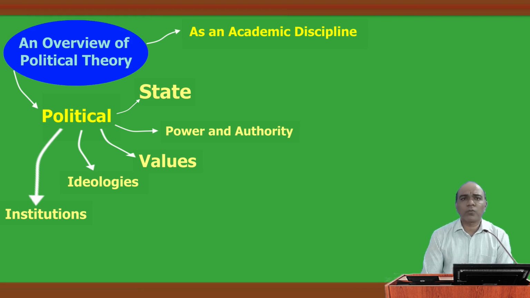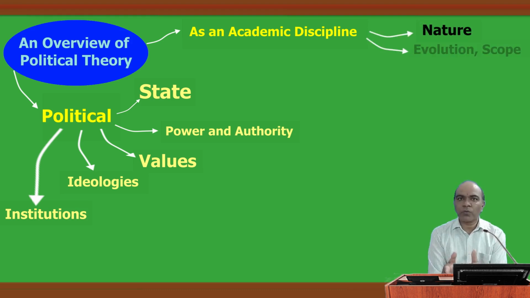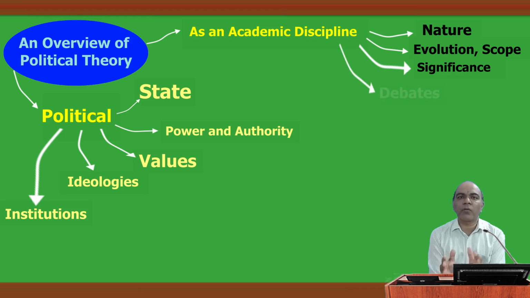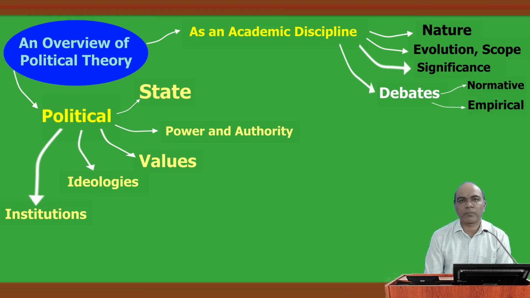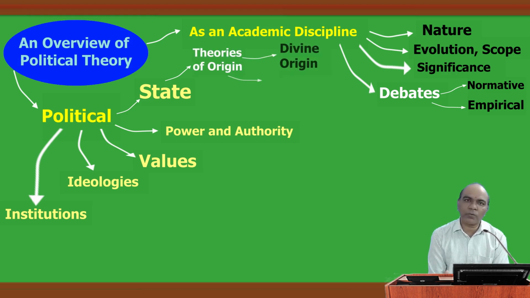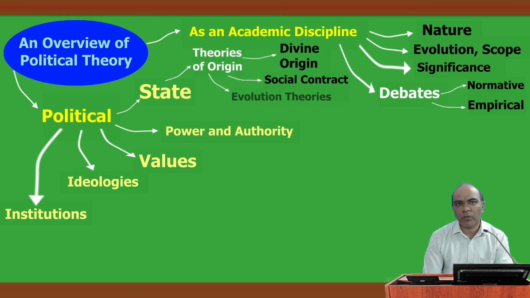Some of the important issues concerning political theory include nature, evolution, scope, and its significance. We will try to highlight the central themes of debates on the idea of political theory from normative and empirical perspective. While trying to ground the meaning of the political, we will take a critical look at the idea of the state and the theories of its origin, including the divine origin, social contract, and evolution theory.